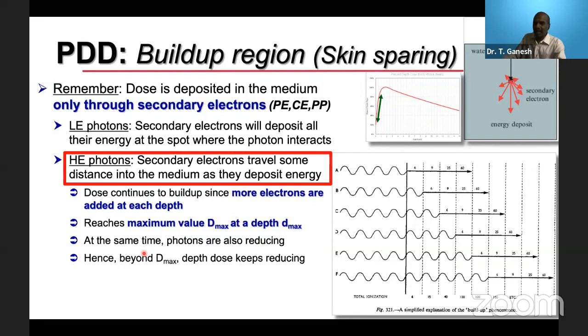After some time, the number of photons also starts reducing because photons are continuously interacting, so their numbers come down. They cannot give rise to the same number of electrons as they do in the initial layers of the phantom. So the number of photons is reduced, the number of electrons produced by them is also reduced, and that is why the dose starts reducing after reaching D max. Beyond D max, depth dose will keep reducing.